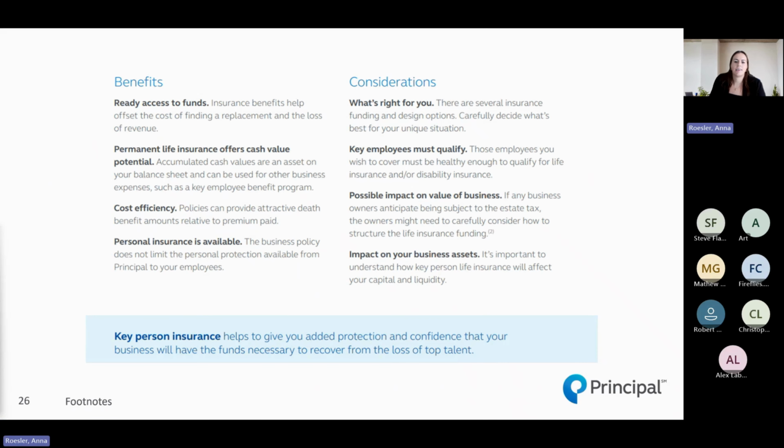Key person insurance gives the added protection to have the funds necessary to recover from the loss of top talent.